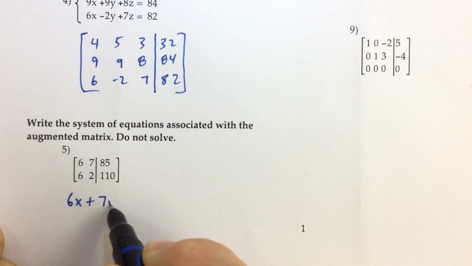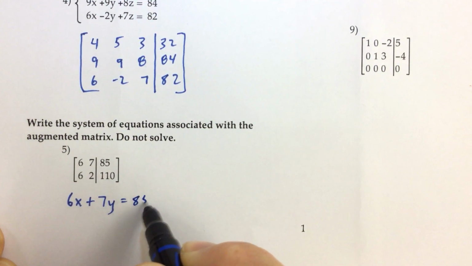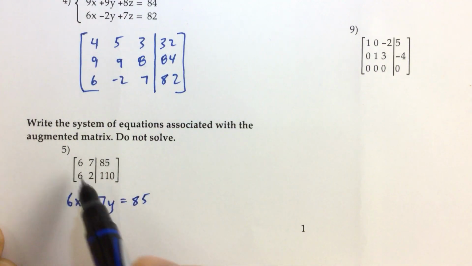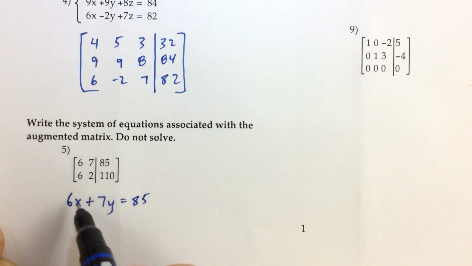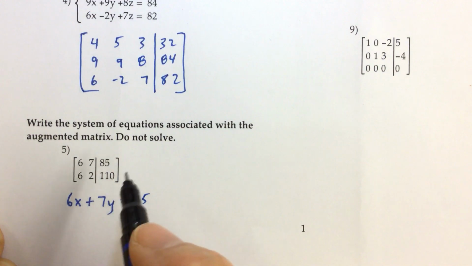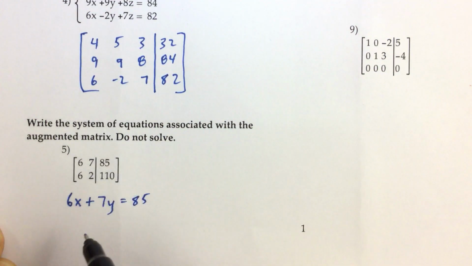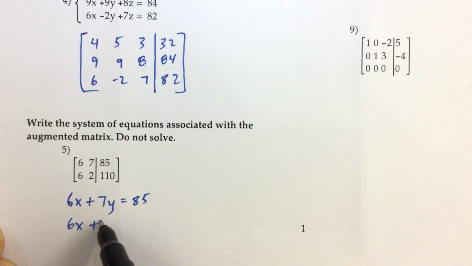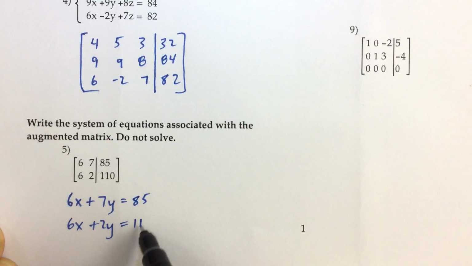6x plus 7y equals 85. It's not necessarily needed that you put x and y. You can pick any letters, or you can use x1, x2, and things like that. But we'll just choose x and y to keep it consistent. And then our second row would be 6x plus 2y equals 110.